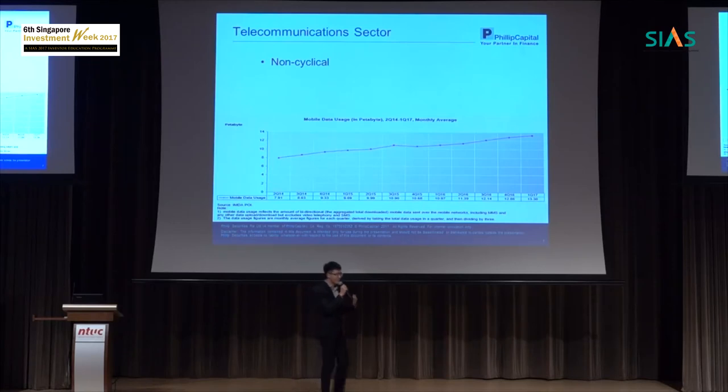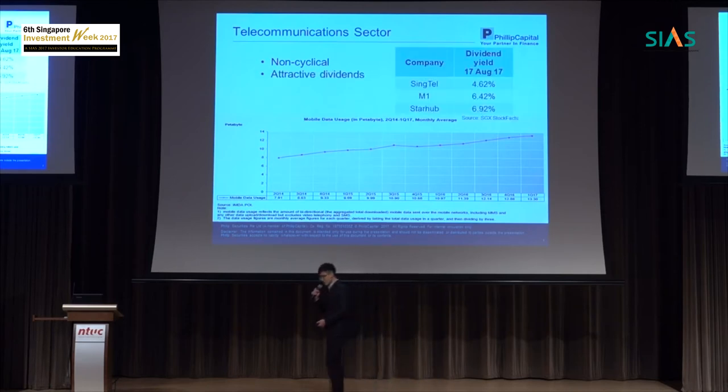Now something closer to home. I'll be explaining some of the industries that are important to the Singapore market and to yourselves, because I know most of you invest in many of these industries. First, we'll talk about the telecommunication industry. This industry is generally non-cyclical, because regardless of the economy, people still need to use their telco and mobile services. It's also very attractive because it pays attractive dividends. We see Singtel paying 4.62% and StarHub paying 6.92%. That's why a lot of investors find this industry quite attractive.